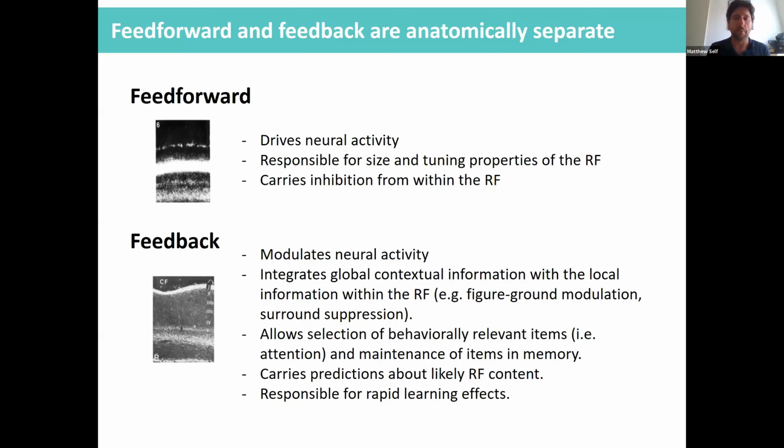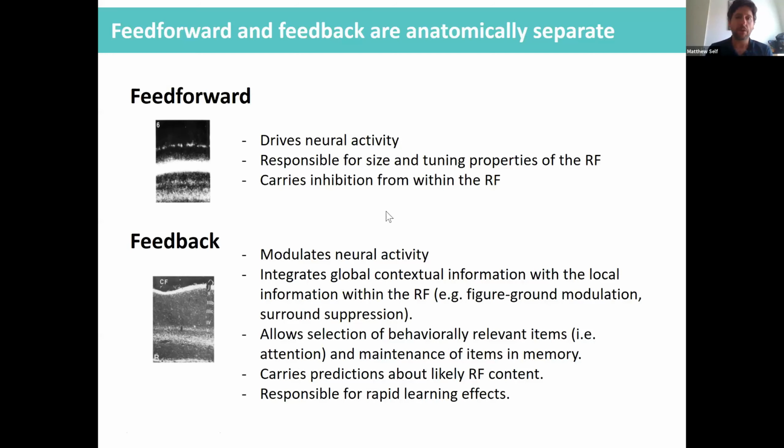Feedback allows you to select behaviorally relevant items and modulate the processing of those items. So we're talking about attentional selection, and also to maintain items in memory when the item is no longer present in the visual scene. And I'll come back to that at the end of my talk. Finally, feedback is thought to carry predictions about likely receptive field content, and it's also responsible for a lot of the rapid learning effects that can take place in the primary visual cortex. So there's a clear division between setting up the receptive field and modulating the receptive field to produce more cognitive processing through the feedback processes.